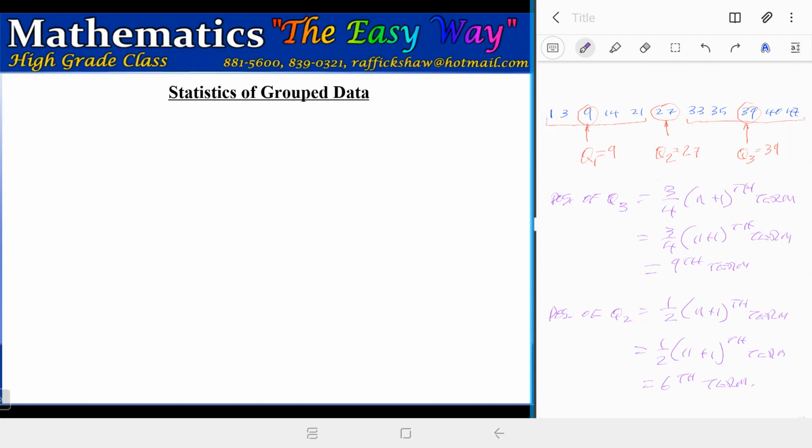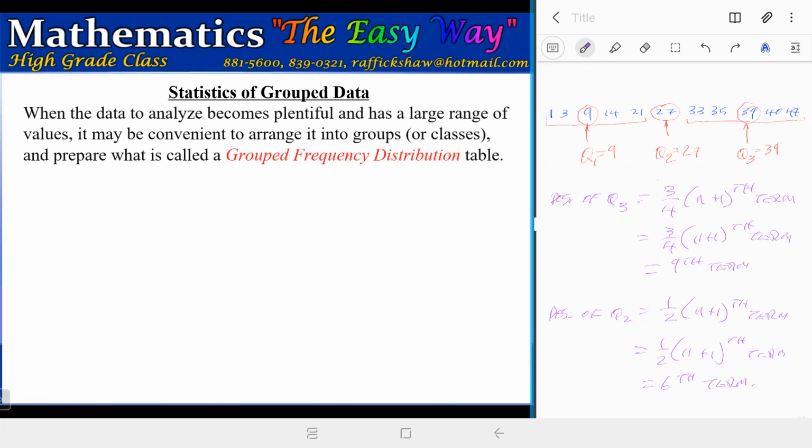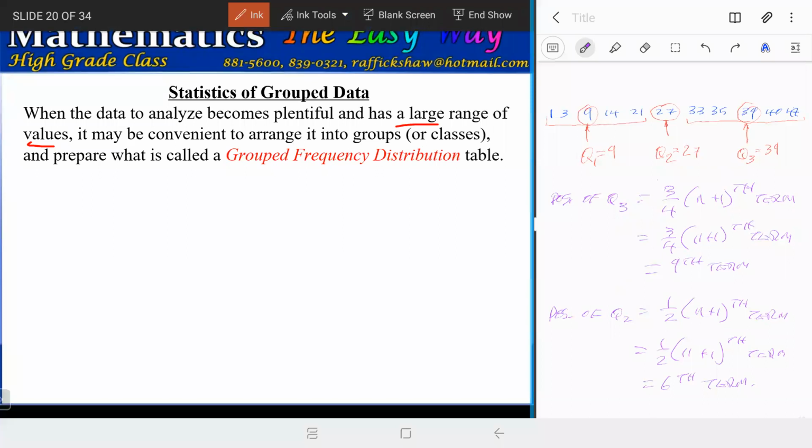All right. So first thing, when do we have the need for grouped data? We have a large number of different values, so that you can't list them in a table. Basically, that's it. A large number of different values, but also when you have a large frequency of the values. So that's what this is saying: when the data analyzed becomes plentiful and has a large range of values, it may be convenient to arrange the data into groups.